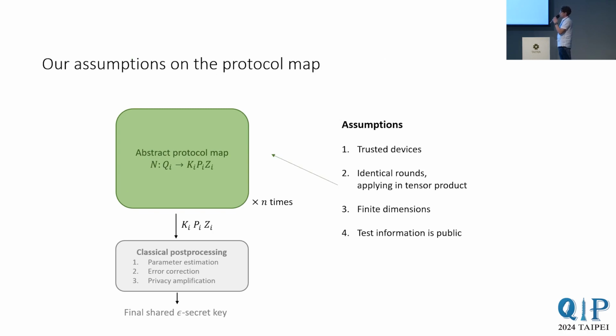So what you then have is a more abstract method that would apply where we assume that we have a protocol described by some protocol map that satisfies certain elementary assumptions, such as the fact that the map is trusted, that the map applies in tensor product, finite dimensions, and also that test information is public, which is always the case in QKD protocols.